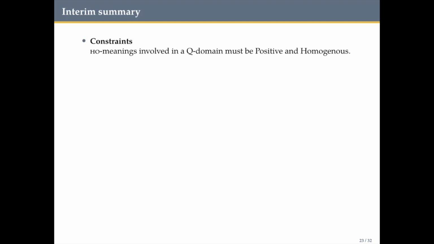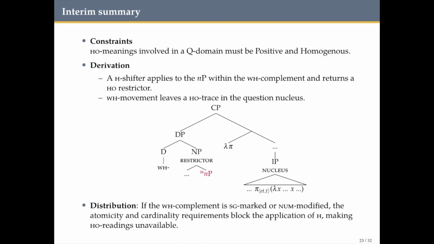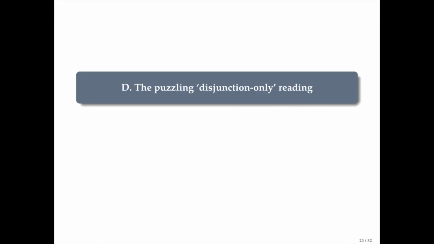So, interim summary. For constraints, I argue that higher-order meanings in the Q domain must be positive and homogeneous. In the derivation, an H shifter is applied to the small nP within the which-complement and returns a higher-order restrictor. Which-movement leaves a higher-order trace in the question nucleus. For the distribution, I have shown that if the which-complement is singular marked or numeral modified, the atomicity and the cardinality requirements would block the application of the H shifter, making higher-order readings unavailable. The last part, the puzzling disjunction-only reading.